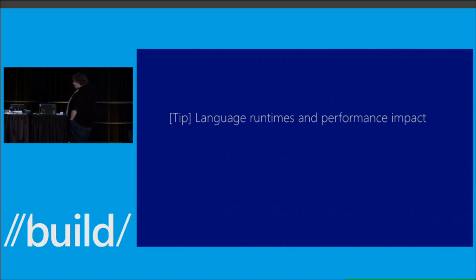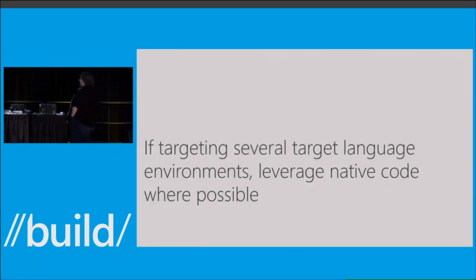But the thing you have to think about, especially if it's being used actively and mixed and matched, is the impact of different garbage collection mentalities. How does the JavaScript garbage collector interact in the same process as the managed CLR garbage collector? There's some awkward things that can happen there. So if you are targeting several target language environments, you should really think about leveraging native code where possible. Not only for performance, but also to avoid some of those performance impacts, which we're continuing to strive to get better and better at. But we're all developers here. We know that's an evolutionary process that takes releases.